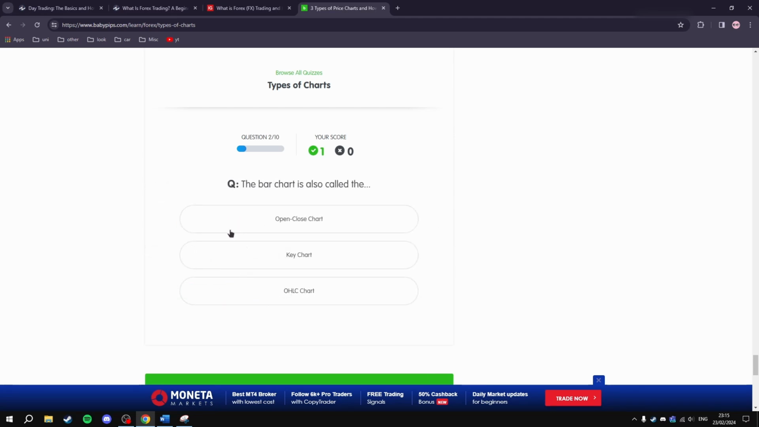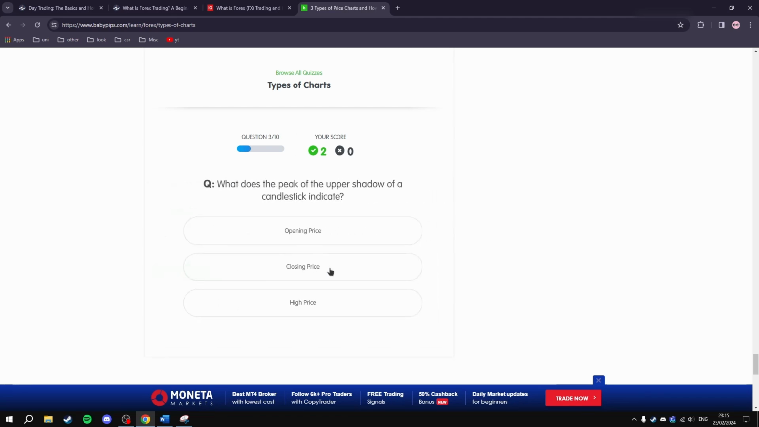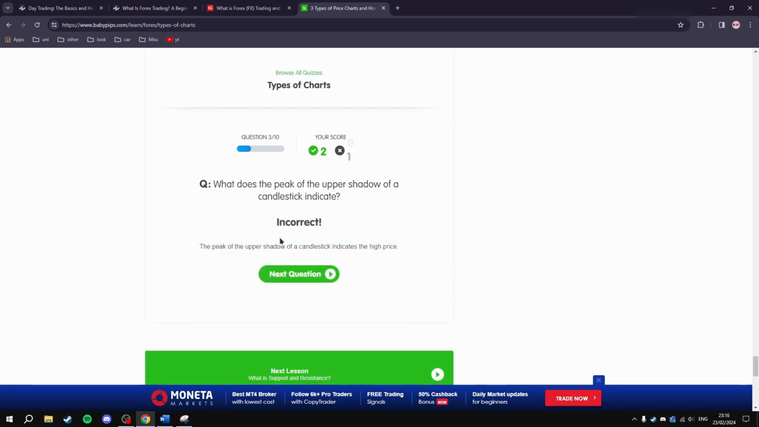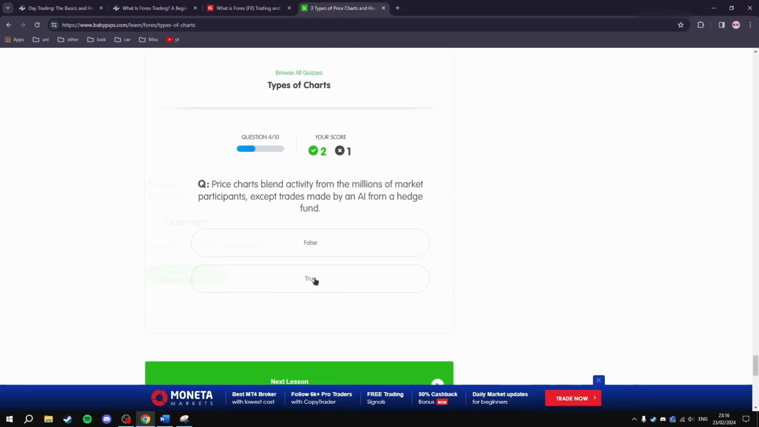The bar chart is also called the OHLC chart. Bar charts are also called the OHLC charts because they indicate the open, the high, the low, and the close for that particular currency. What does the peak of the upper shadow of a candlestick indicate? That's the... OH, so opening price. The peak of the upper shadow of a candlestick indicates a higher price. Oh yeah. Wait, they should call it HOCL, not OHLC. God, that's confusing.